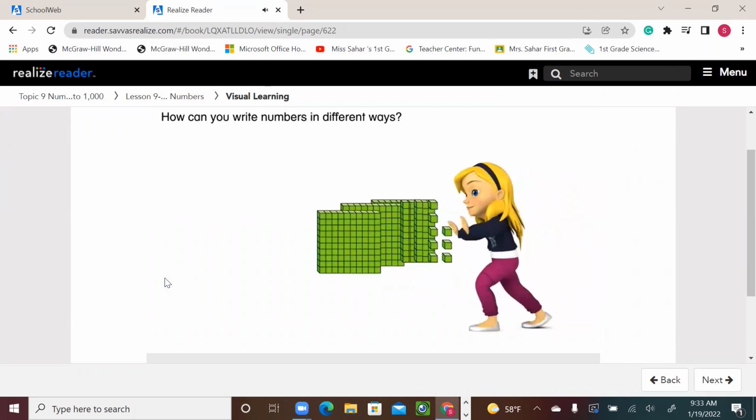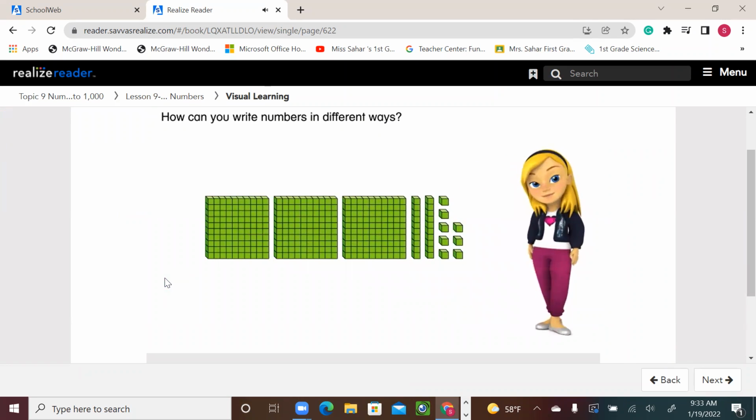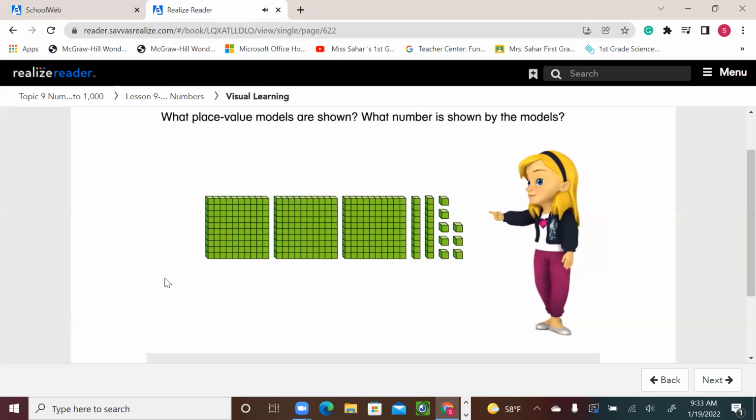How can you write numbers in different ways? Let's find out. What place value models are shown? What number is shown by the models?